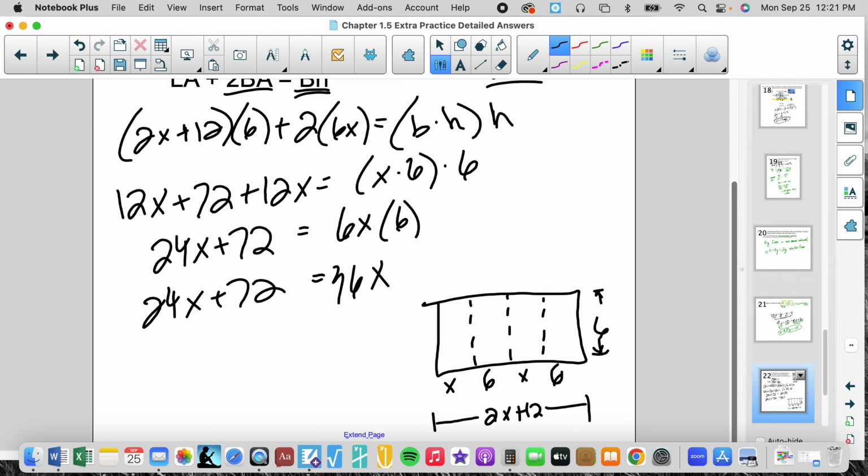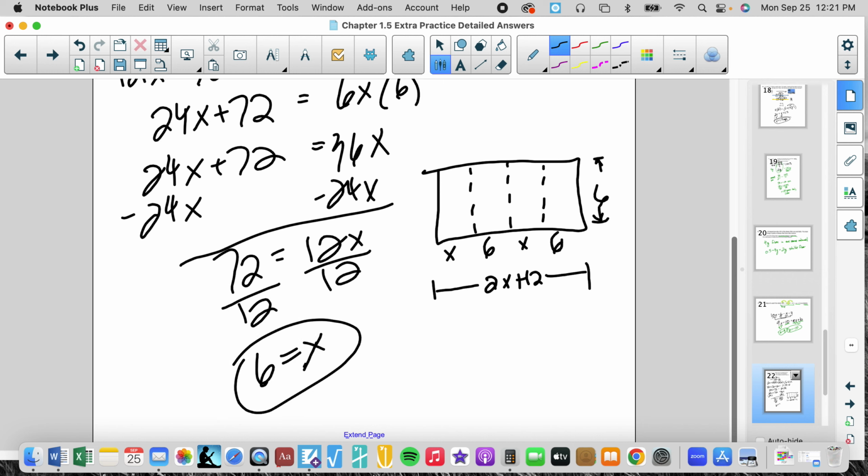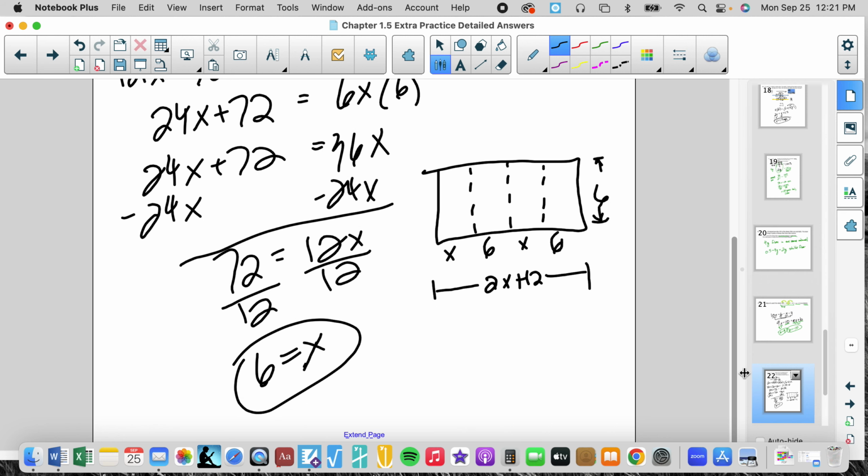Now we can solve it. We're going to subtract the 24x. We get 72 equals 12x, divide by 12, divide by 12, and that gives 6 equals x. So yes, that was a cube. It's going to be 6 units. We solved for x, and that's a pretty cool problem.